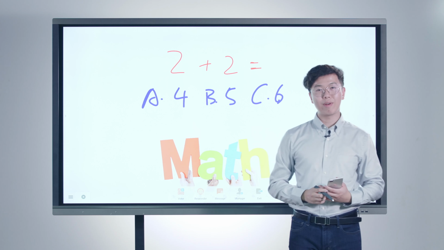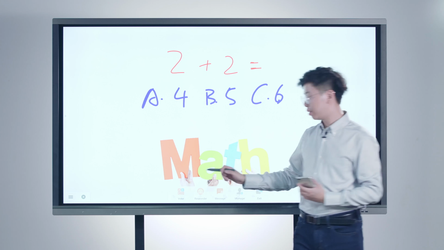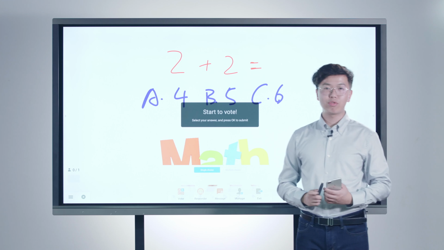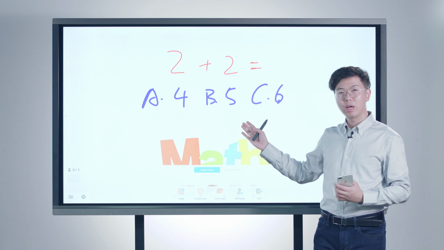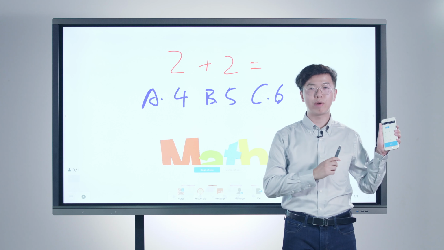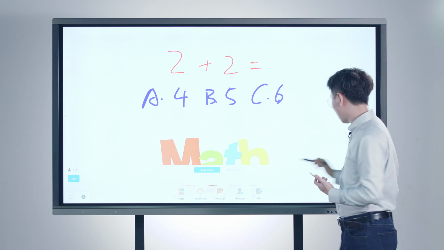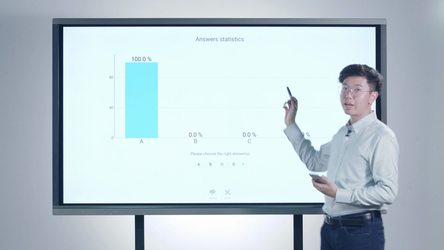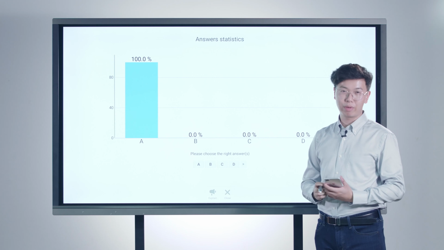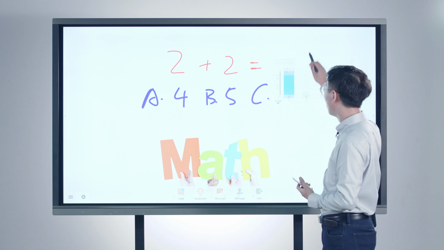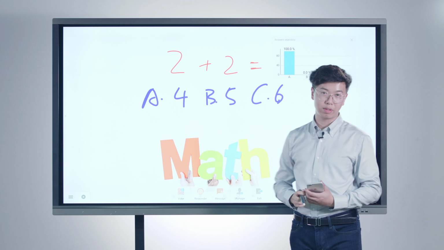The first function I would like to introduce is the voter. If the teacher proposes a question onto the board, the students can answer the question with their mobile phones. When finished, the answer statistics will be reflected on the board in real time, and the teacher can press the explain button and move it to the corner to further explain the whole question.